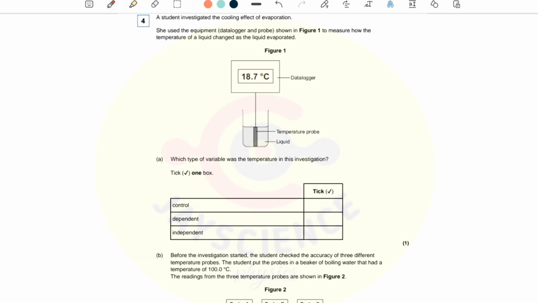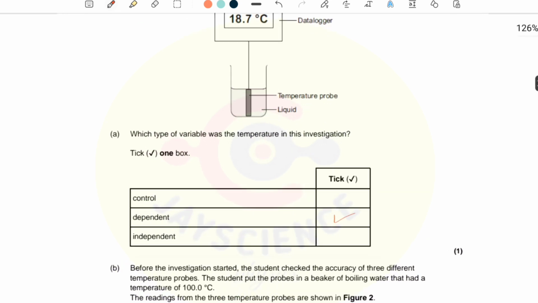Now let's define what these three are. You have the control variable, which is what you keep constant. You have the dependent variable, which is what you measure. You have the independent variable, which is what you change throughout the experiment. So for this particular experiment, what you're actually measuring is the temperature, which is the dependent variable. So we give that a tick.